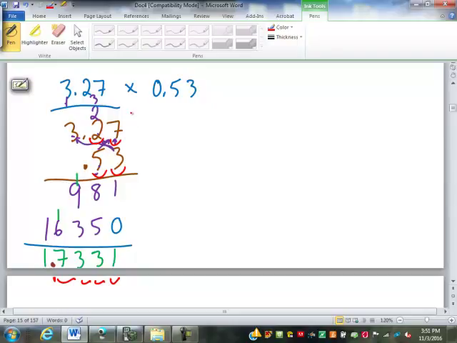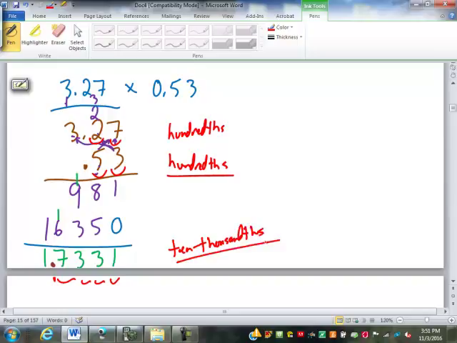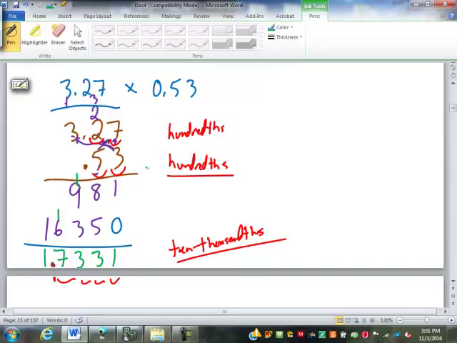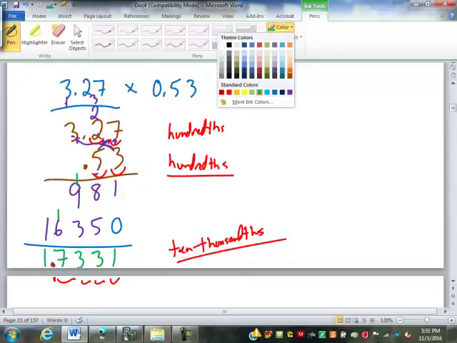Well, we've said before, when we multiply, we combine counts, but we also combine the names. This is hundredths. This is also hundredths. Hundredths times hundredths better give us 10,000ths. So counting those decimal places and putting that many decimal places in the answer is just combining the names.